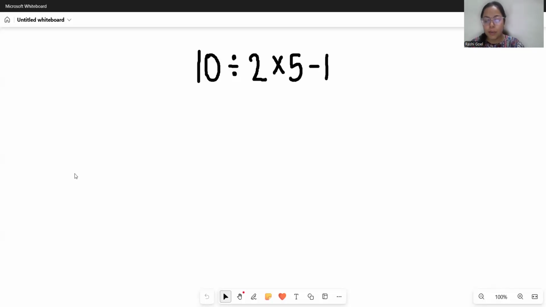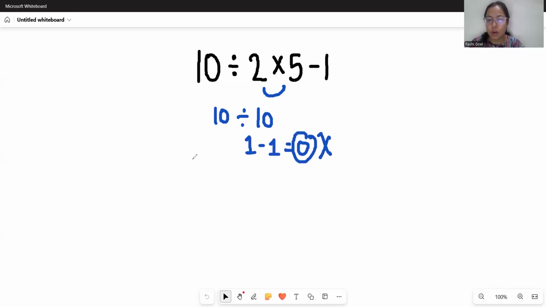Only 1 in 100 people get the answer correct. Why? Because people solve it like this: 2 times 5 is 10, and 10 divided by 10 is 1, and 1 minus 1 is 0, which is a wrong answer. Yes, you heard it right.